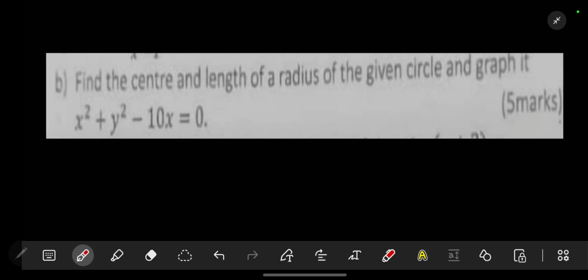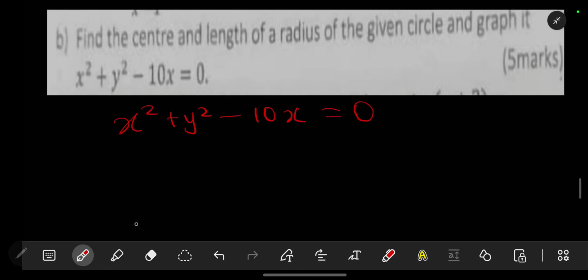The next question says, find the center and length of the radius of the given circle and graph it. So we have the equation of the circle, x squared plus our y squared minus our 10x is equal to 0. So how are we going to answer this?